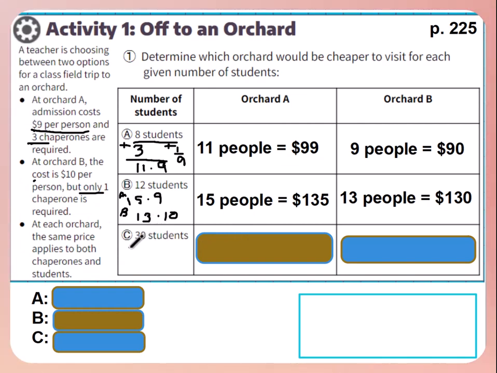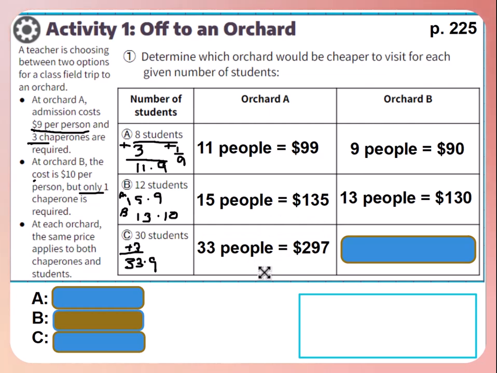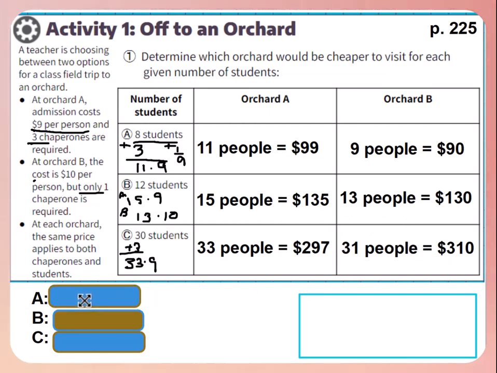Okay, so with 30 students, we've got to add on 3 for Orchard A. So that would be 33 times 9. $297. Now, for Orchard B, we're only adding in 1 additional person, so that would be 31, and we're multiplying by 10. So 31 times 10, can you do that in your head? $310.